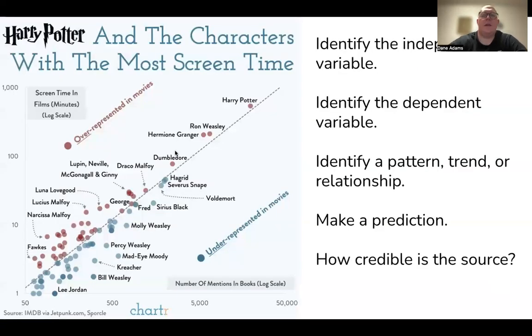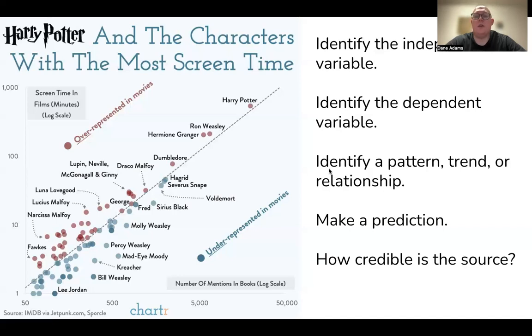Okay, let's start with this first example. It says, first, identify the independent variable in this graph. Take a second with your partner, talk. What independent variable do you see here? To me, whenever I'm thinking, what is the independent variable, the first place I'm going to look is the x-axis, because that's where it's supposed to be. So I look down here, number of mentions in books. That does seem like the independent variable, the thing that changed. So that's my independent variable. Similarly, the dependent variable, the first place I'm going to look is the y-axis, which is labeled screen time in films. All right, so I'll put that there.